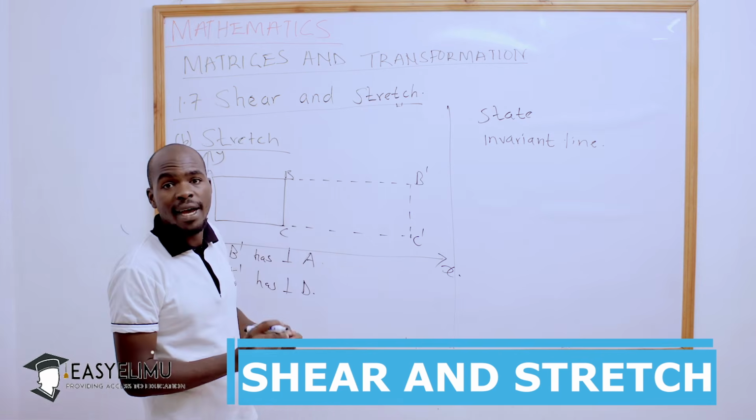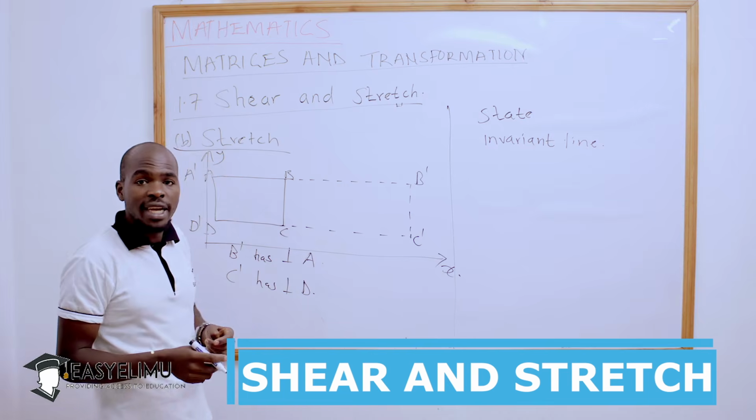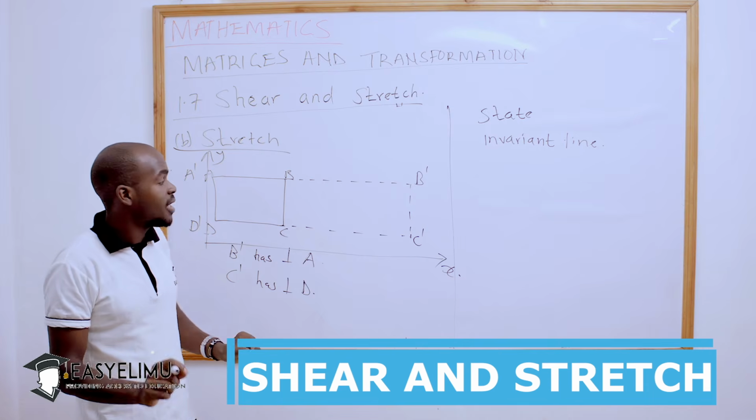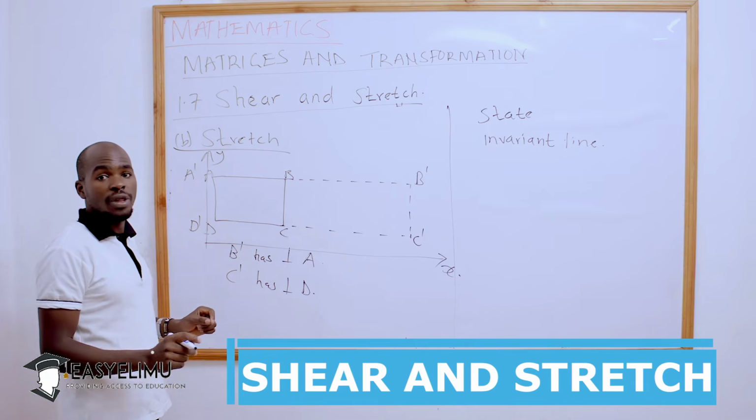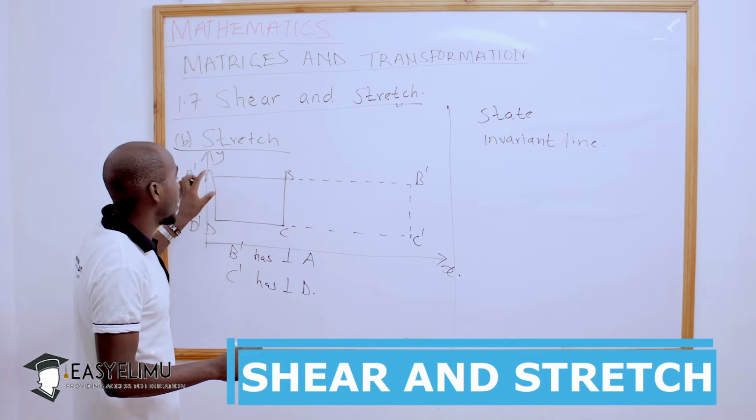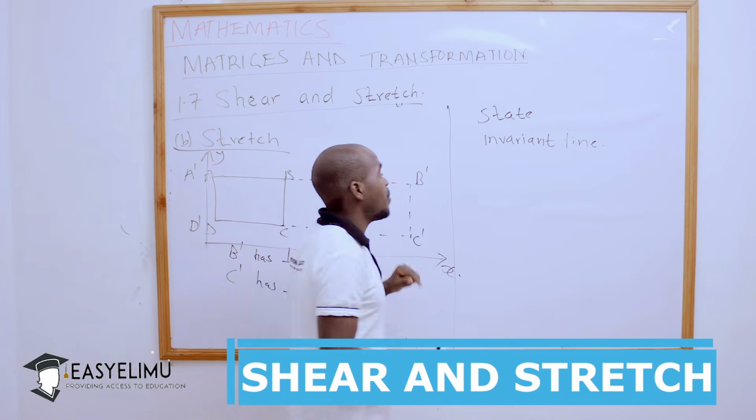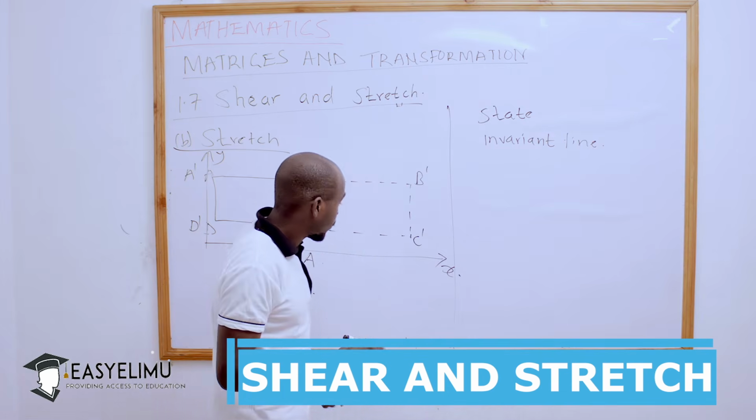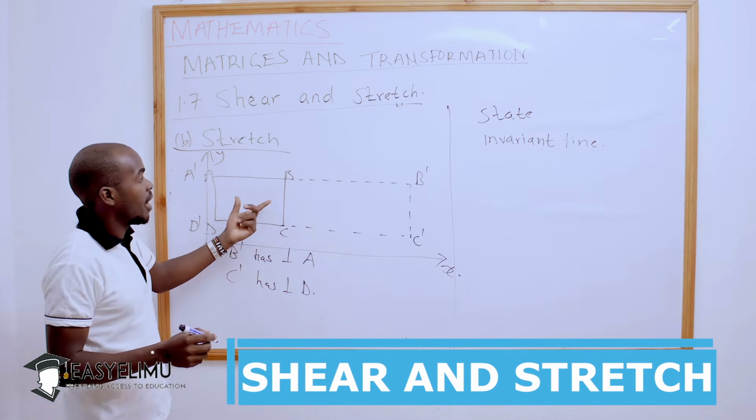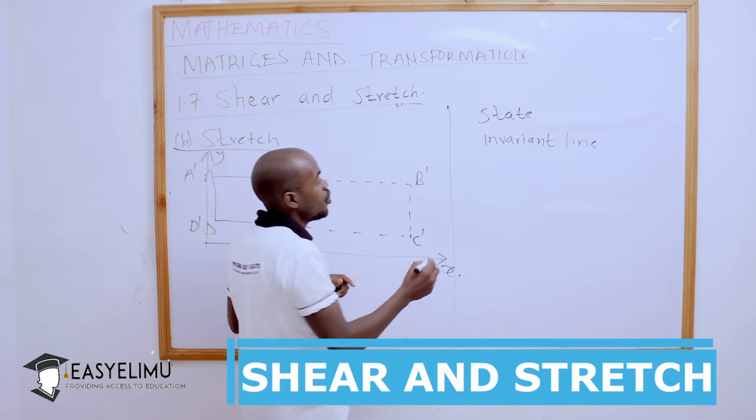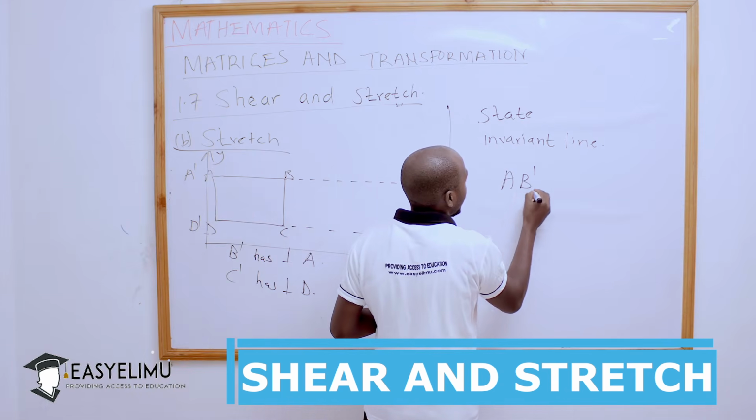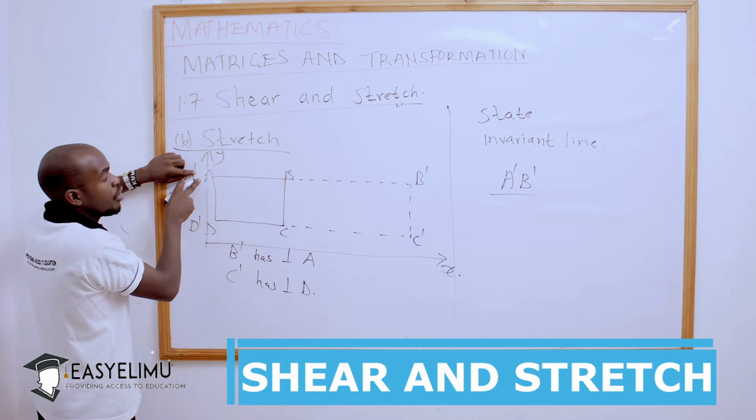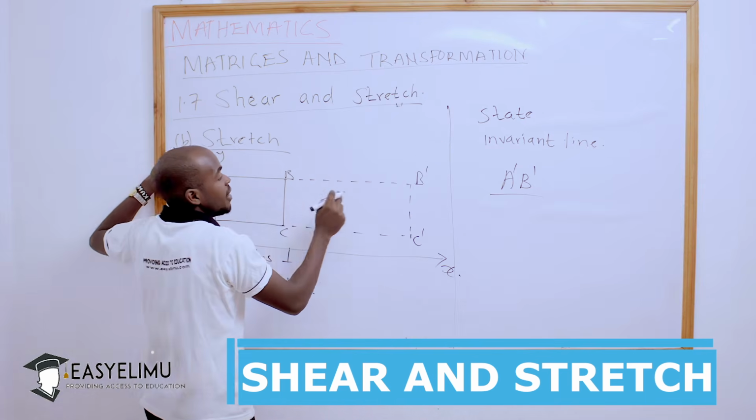And if you want to find that scale factor, you will take the image, which moved, that distance of the image, then you divide by the original, that for the object, and you will have found the scale factor. For instance, for this diagram here, if you want to find out the stretch scale factor, you will take A'B', where A' is the point of the new image formed, which is the image.